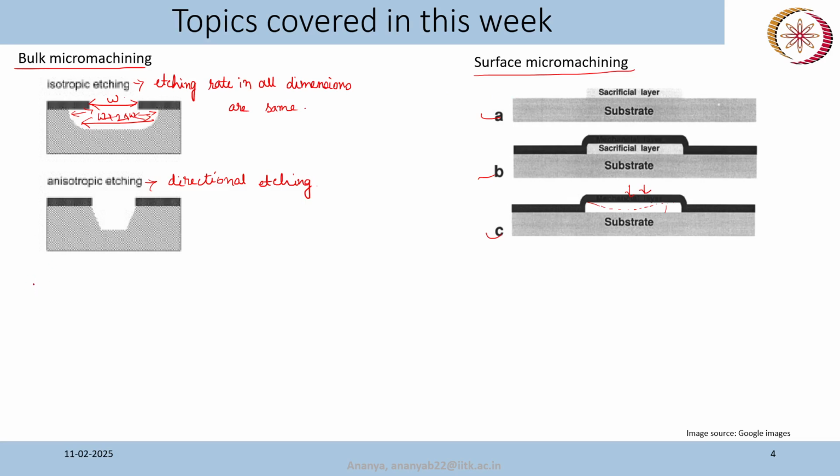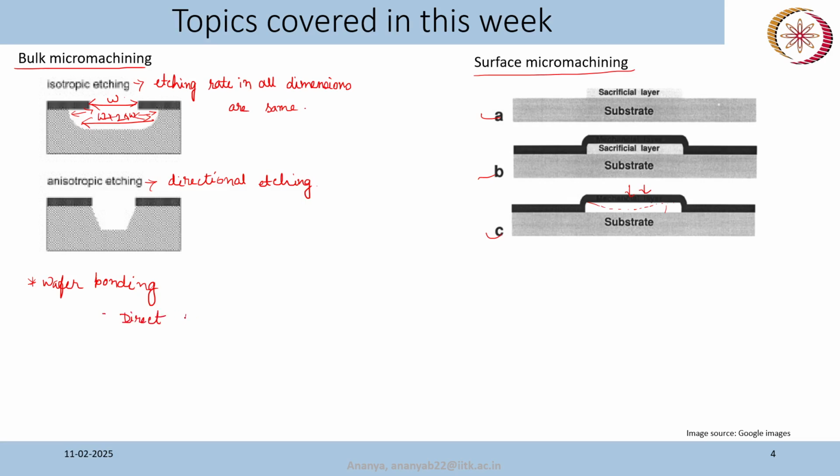Okay, another topic that was discussed in the class was wafer bonding. Okay, what is wafer bonding? Wafer bonding is basically, as the name suggests, the joining of two or more wafers together. There are different types of bonding, that is direct bonding, anodic bonding and intermediate bonding. If you are interested, you can look more into it. I'll just give you the names here.